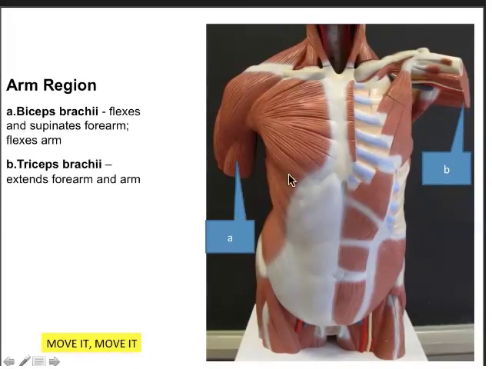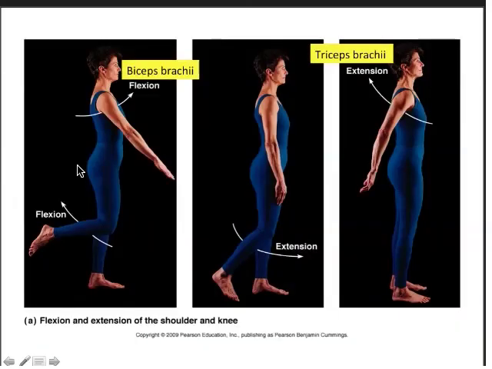Okay, so the biceps brachii, the triceps brachii. Again, bi meaning two heads, tri meaning three heads, brachii meaning in the region of the arm. So here you can see these different movements. There's the biceps brachii involved in arm flexion, and you can see here the triceps brachii involved in extension of the arm, bringing the arm behind the anatomical plane. So these two muscles are antagonists of each other.